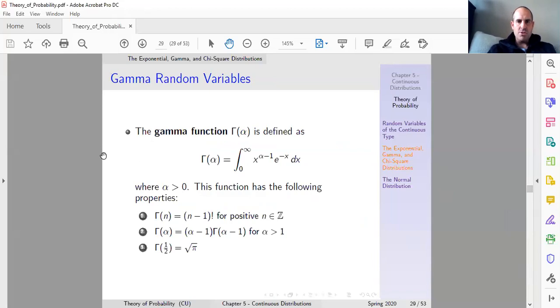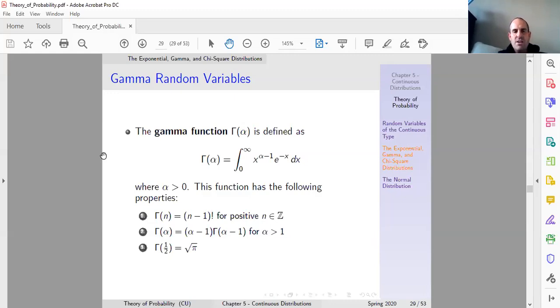I want to talk about the gamma function a little bit. The gamma function is defined by this, and there are a couple of claimed features of the gamma function. First of all, gamma of alpha, alpha just has to be something bigger than 0. Gamma of alpha is defined by that integral, and alpha just appears as the power of x inside the integrand of this thing.